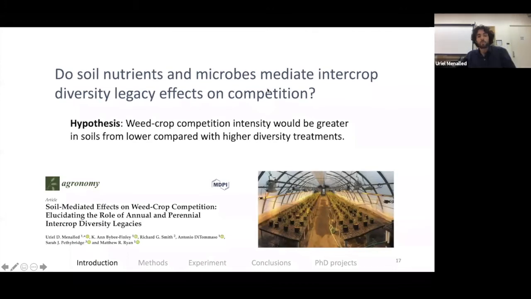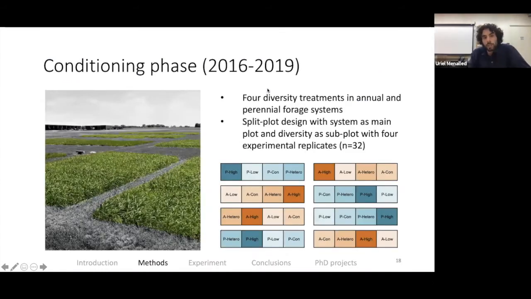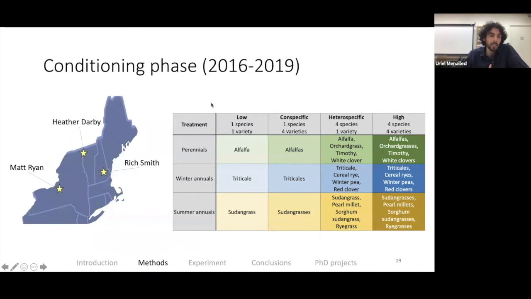Okay. So today, for this presentation, I'm going to share the results of an experiment which were recently published. And this was a greenhouse weed crop competition experiment. And I was very fortunate in that I was able to answer my questions of intercrop diversity legacy effects on weed crop competition by taking advantage of a field experiment that was managed by a grad student in my lab and by B. Finley from 2016 to 2019. And this experiment had 4 diversity treatments in annual and perennial forage systems. Okay. And this experiment was replicated in York, Vermont, and New Hampshire.